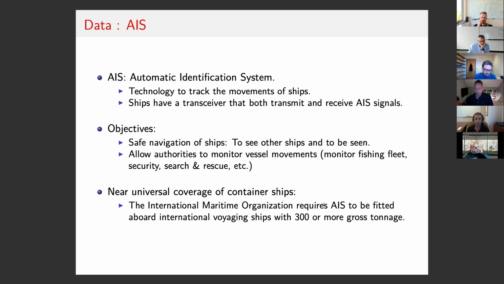So clearly one objective here is to improve safety on sea, to be seen by other ships. It also allows authorities to monitor vessel movements. You can think about monitoring the fishing fleets for security reasons and so forth. The nice thing about this is that it gives us more or less a global and comprehensive picture of the movement of basically all ships, but our focus here will be on container ships. Because this AIS transceiver has to be fitted to an international ship if it has a gross tonnage of 300 tons or more, which is small and definitely a lot less than nearly all container ships. So we see more ships than container ships, but we are going to drop all those other ships and focus on container ships.